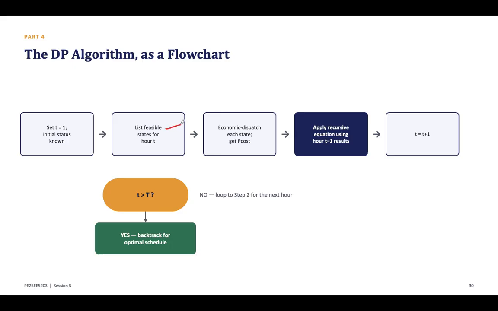from the previous hour. So for each connection the algorithm calculates the transition cost and adds it to the stored cumulative cost and current production cost. So the least cost predecessor is retained, the time index is then advanced, the same sequence repeats until the final hour. Only when the entire horizon has been processed is the optimal terminal state identified. So the schedule is then reconstructed by backtracking.